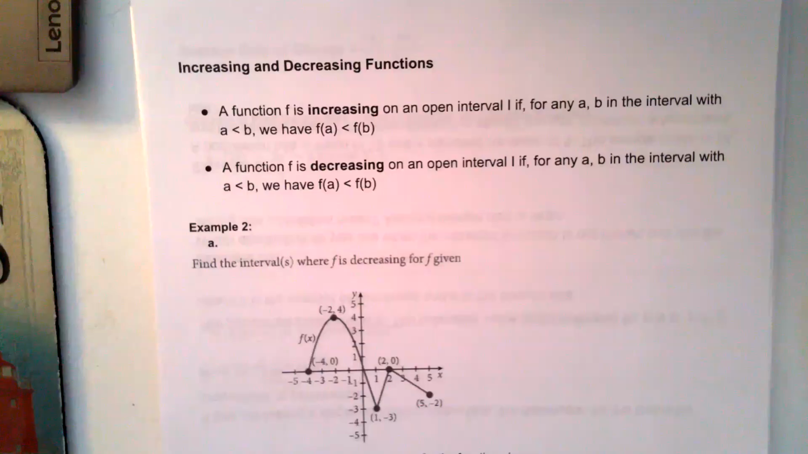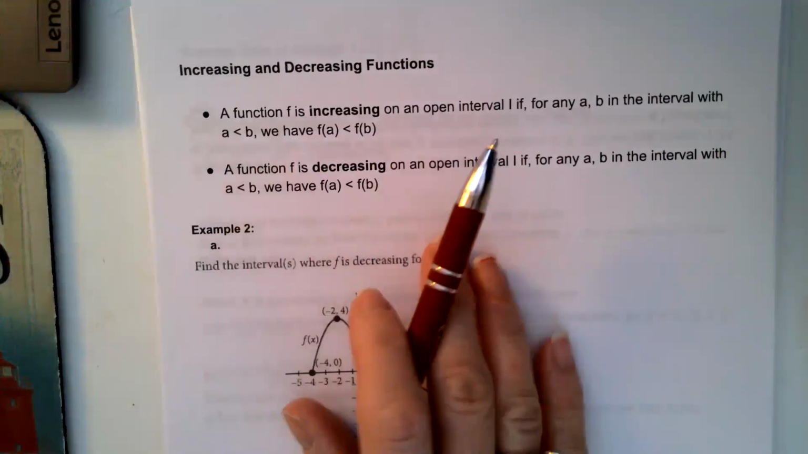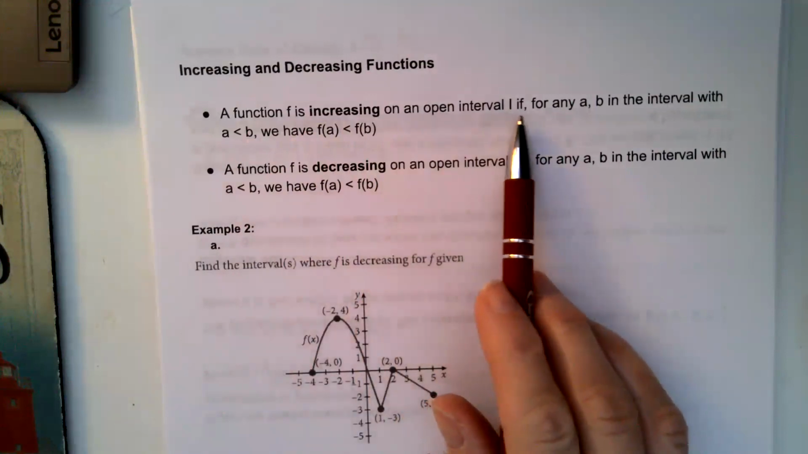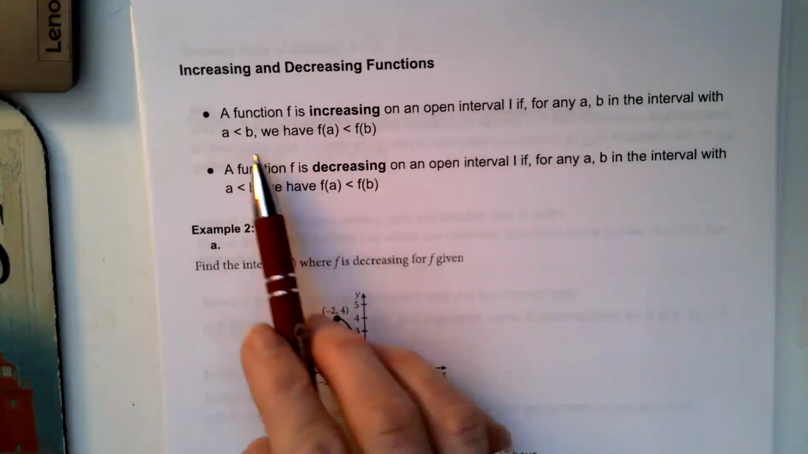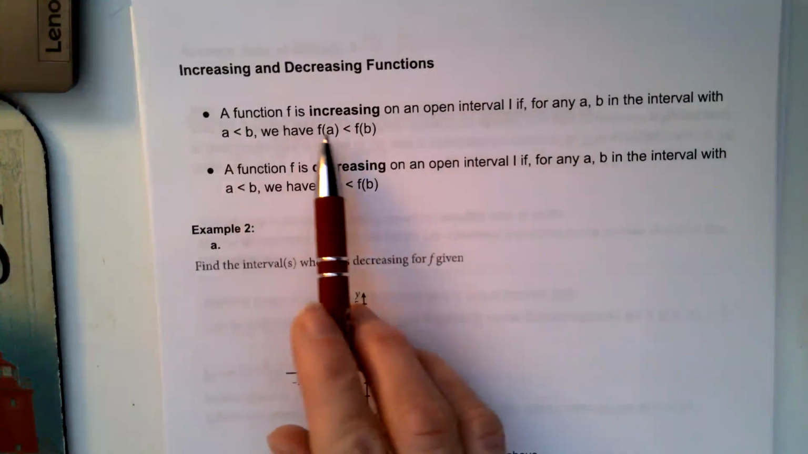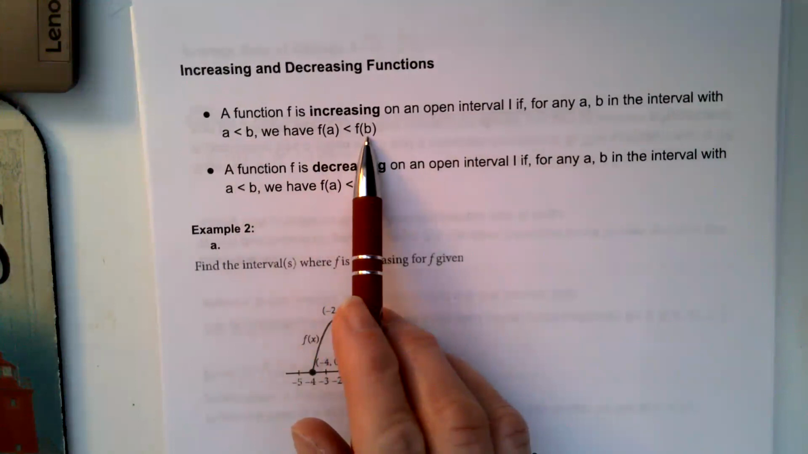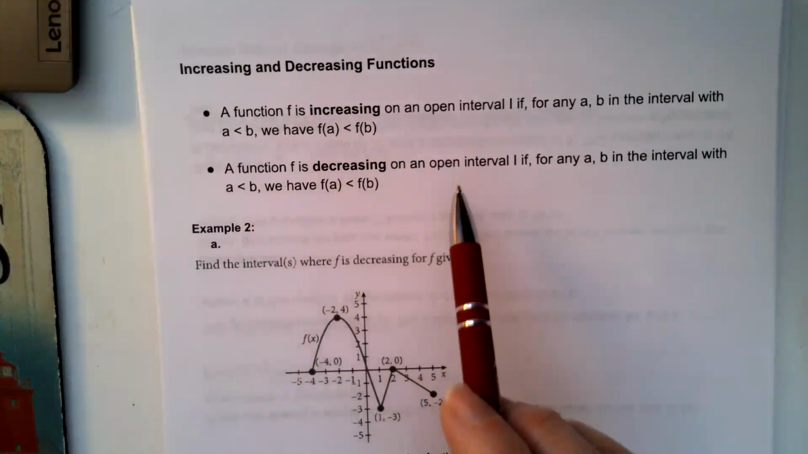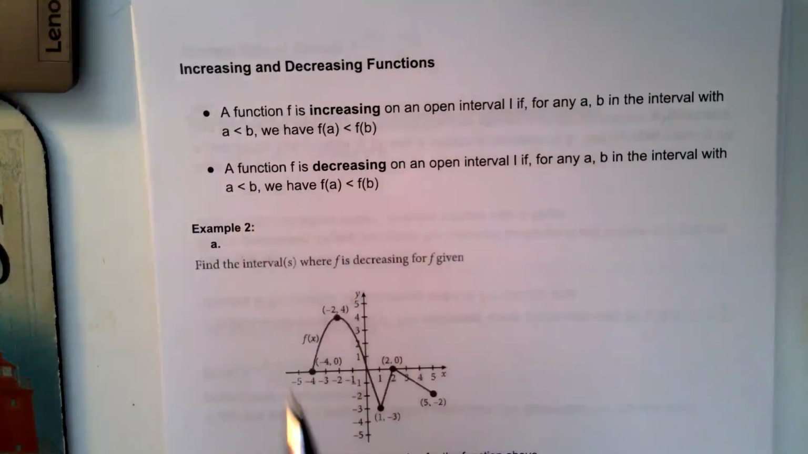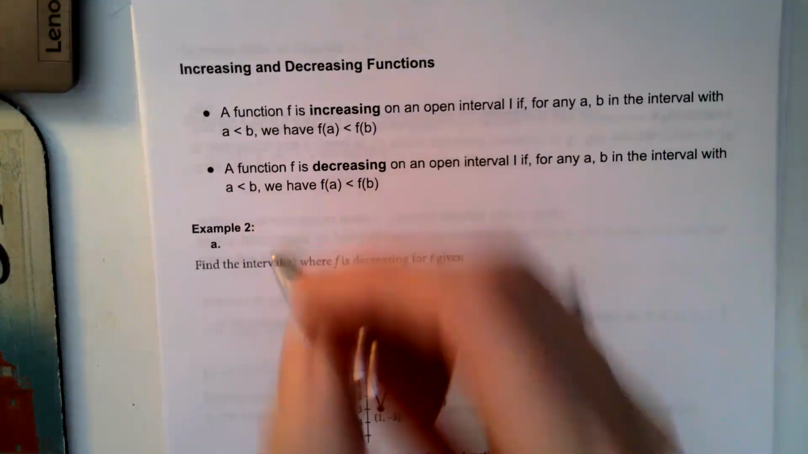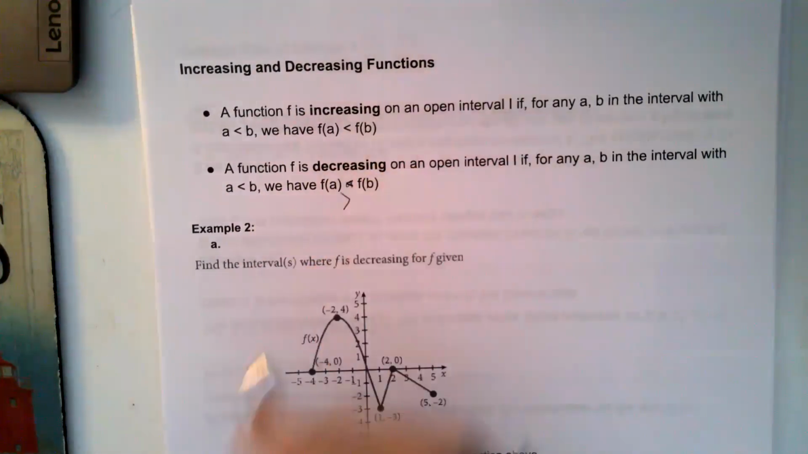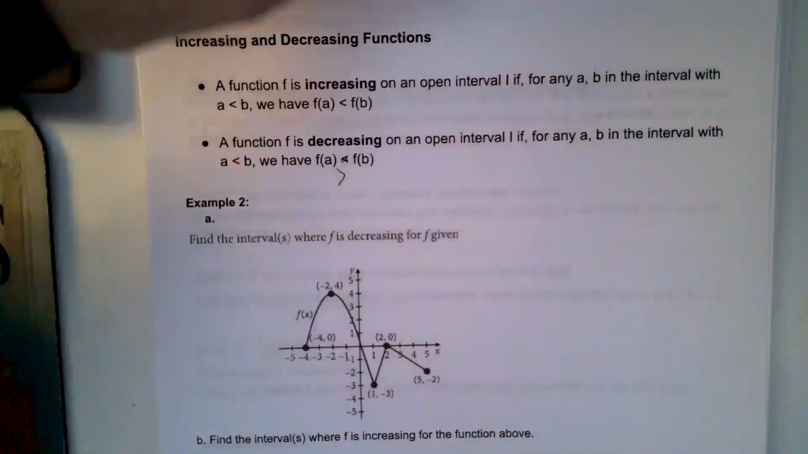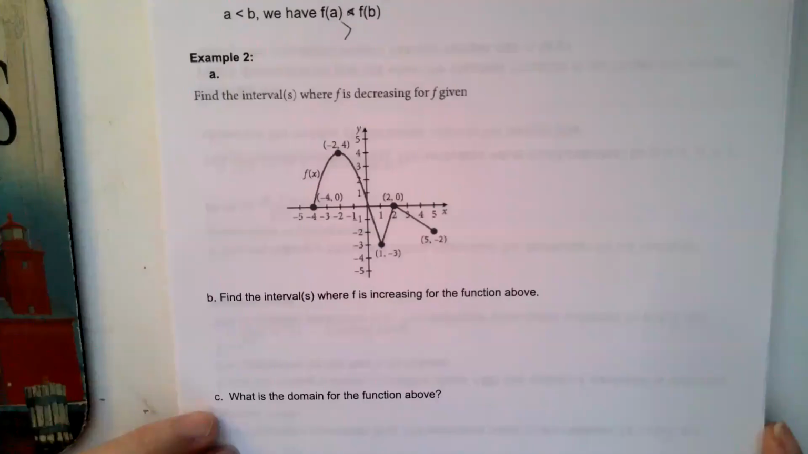Another thing that we can learn from graphs is where they increase and decrease. So a function f is increasing on an open interval I if for any a and b in the interval, when a is less than b, then the function at a is also less than the function at b. A function f is decreasing on an open interval if, for a less than b, the function at a is greater than the function at b. So let's look at a graph and see what we can point out from this graph.